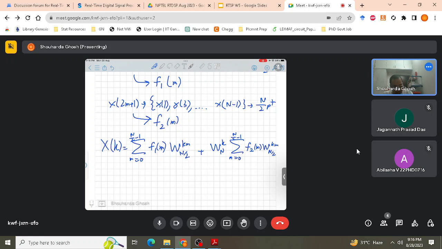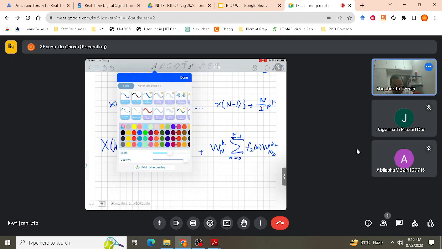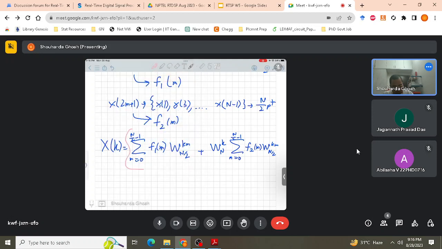Now look at this very carefully. Look at this and look at this. f1 of m is an N by 2 point sequence. f2 of m is also an N by 2 point sequence. Here this is N by 2, this is N by 2, and the indices also range up to N by 2. So what do you see over here?